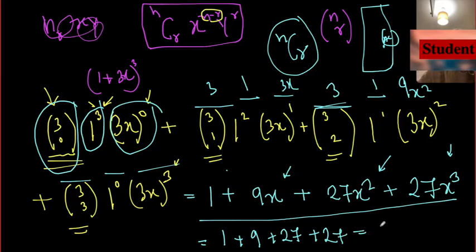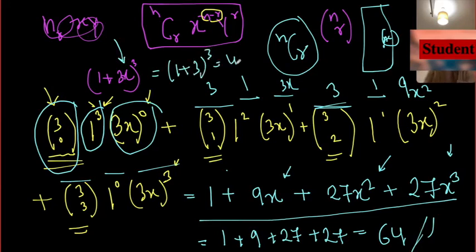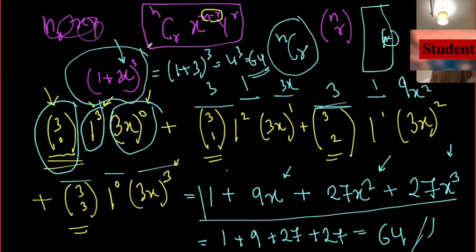Is it 64? Yeah, 64. Here you are getting 64, and if you put x equal to 1, this will become (1 plus 3) whole cube. So 4 cube is how much? That is also 64. So I put x equal to 1 in my expansion, and in the real question I put x equal to 1, and both ways we are getting 64. So that is the right answer.